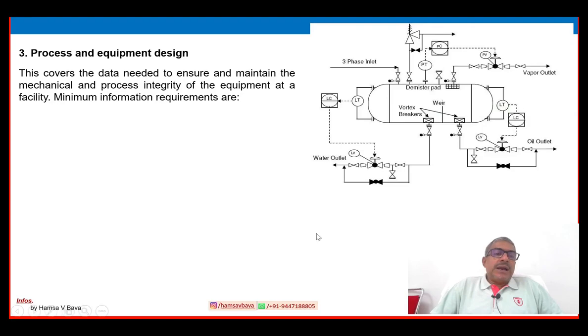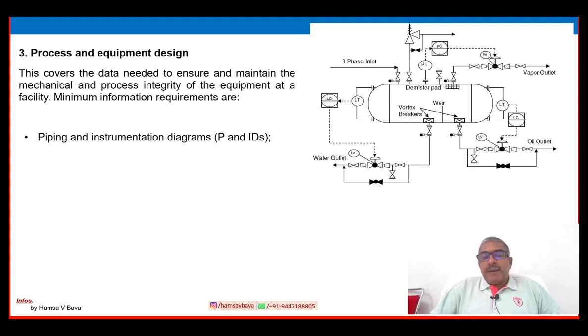Third one is process and equipment design. This covers the data needed to ensure and maintain the mechanical and process integrity of the equipment. At a facility, minimum information requirements are the piping and instrumentation diagram, P&ID. You can see the P&ID on the right side. I provided a sample here. You can see in the P&ID what the difference from a PFD is: it will show most of the instruments like level transmitter, level controller, level control valve, then LT, LC, then pressure transmitter, pressure controller, pressure control valve.